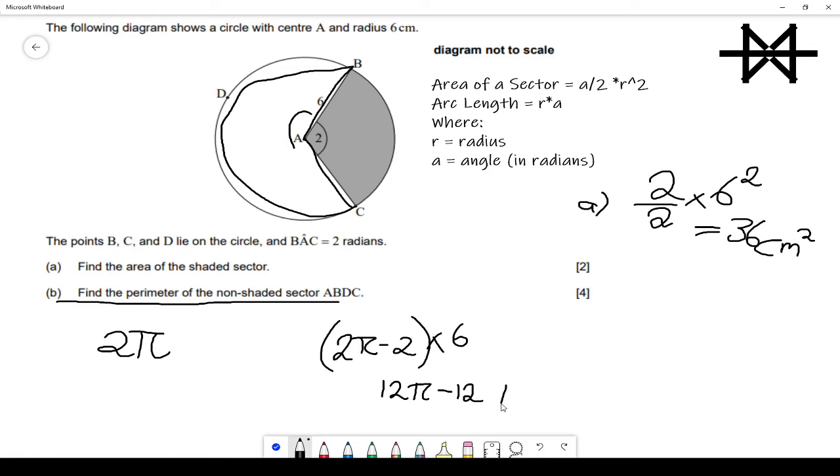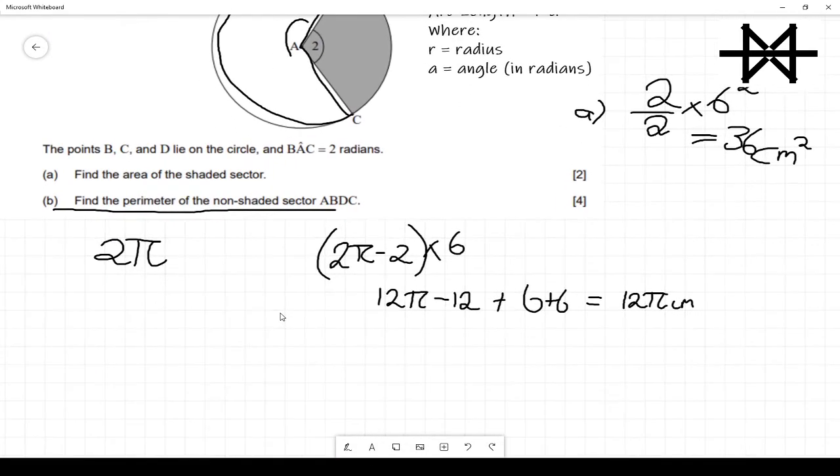Now you want to add on the 2 extra values here for the radius to make the non-shaded region, which becomes 6 plus 6, which simplifies to the perimeter of the non-shaded region being equal to 12 pi centimeters. And that's that. So, how to do it the other way?